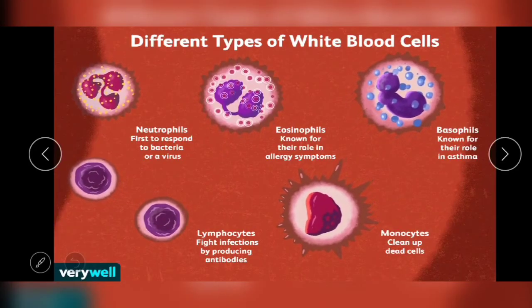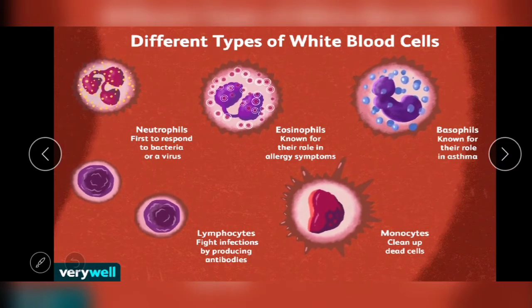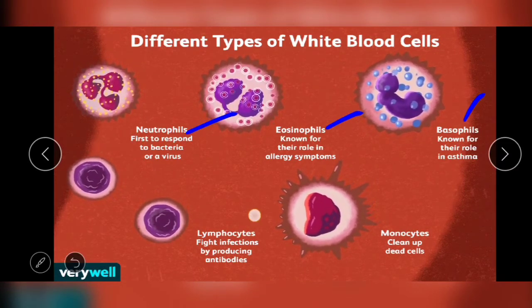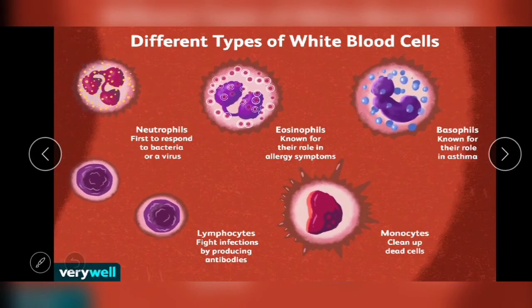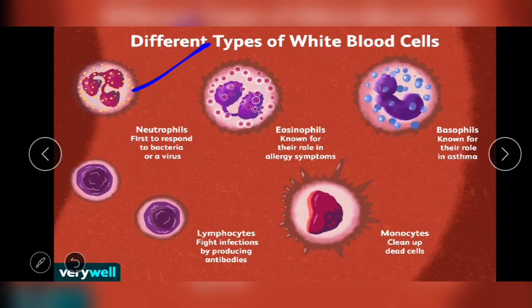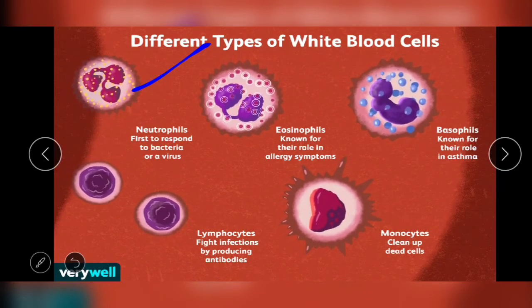We have different types of white blood cells in our body, like neutrophils, eosinophils, basophils, lymphocytes and monocytes. So let's see about neutrophils. Here the image of neutrophils is given. This responds to a bacteria or virus.